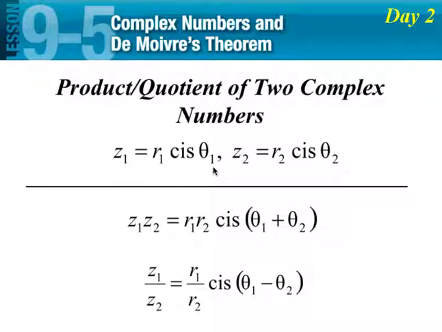This is really easy. All this is saying is that you have two numbers. The first one is z1 equals r1 cis theta 1. And then the next one is z2 equals r2 cis theta 2. Now these are just complex numbers. That's all they are. That's what that cis means. This cis right here just means it's a complex number.